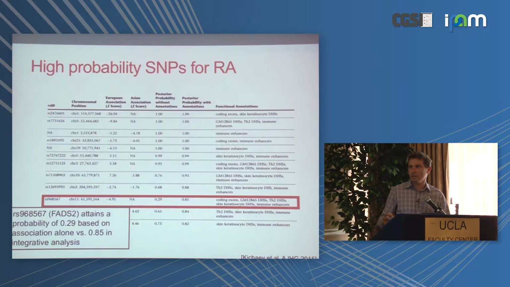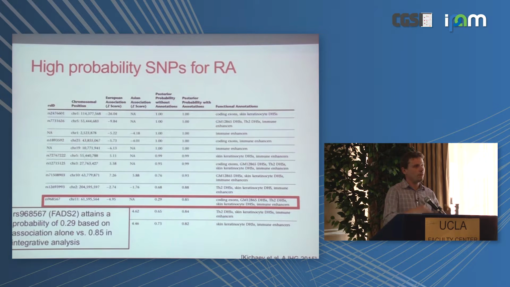Another way to think about it is if you see, for example, this variant happens to fall right within a functional category that was deemed very important for rheumatoid arthritis, and its posterior probability jumped from 0.2 to 0.9. So these are individual variants that by themselves you wouldn't have really picked up if you were just analyzing the data without functional categories.